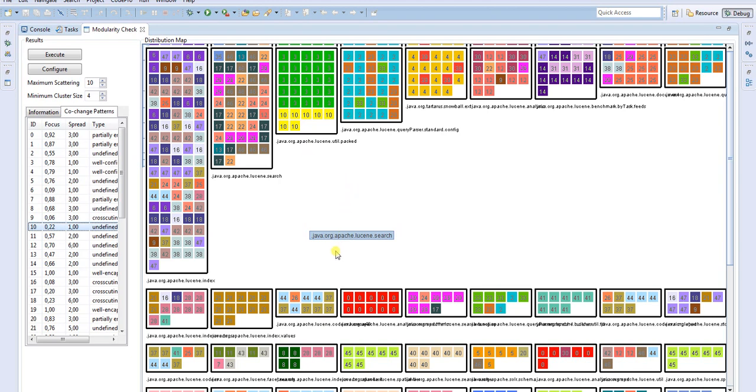Let's see another example. Cluster number 9. For cluster number 9, the focus is very low. Its spread is 3. This cluster has a cross-cutting behavior. This cluster touches 3 classes in the package index, touches a single class in the package analysis, and also a single class in package store.